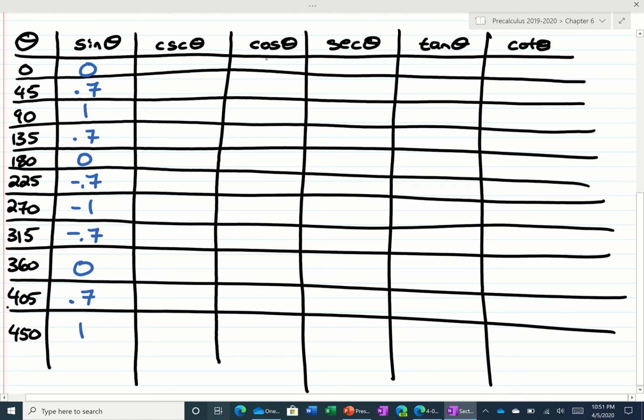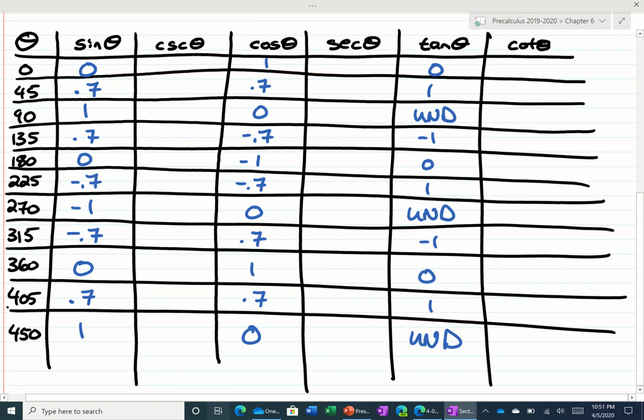Cosine of 0 is 1, then it's 0.7, 0, negative 0.7, negative 1, negative 0.7, 0, 0.7, 1, 0.7, and 0. And tangent would be 0, 1, undefined, negative 1, 0, 1, undefined, negative 1, 0, 1, and undefined.